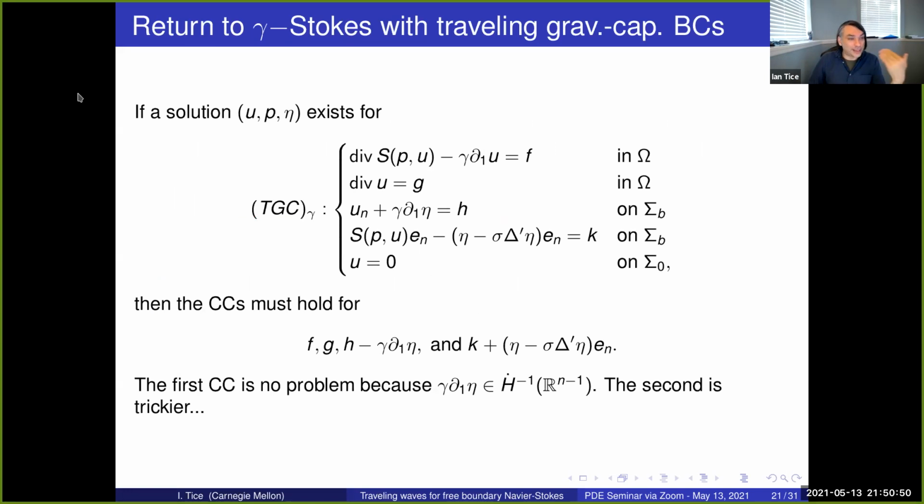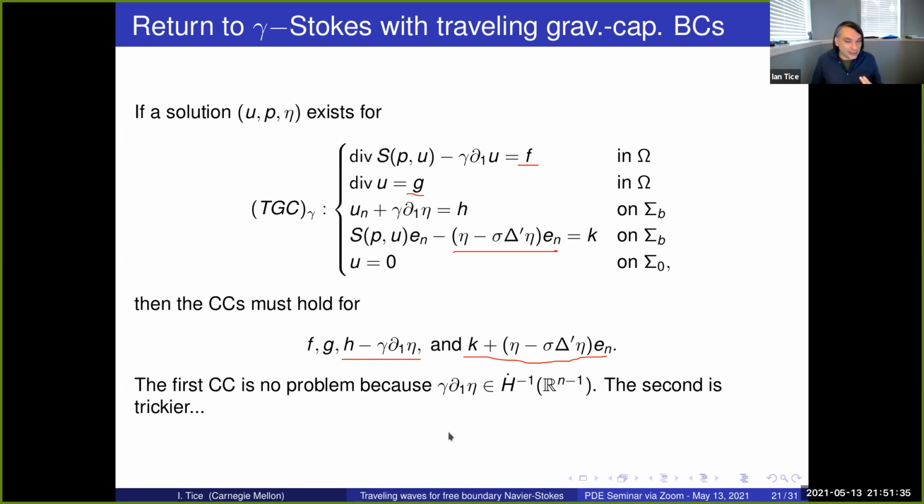The reason is that we can now return to our original problem, the TGC gamma problem, where we have returned the function eta. What we know is that if I have a solution to this problem, then I can view eta as part of the data. So I can move this term onto the right, and I can move this term onto the right, and then I have necessary and sufficient conditions in terms of the data plus eta in order to solve the resulting problem. So our compatibility conditions must be satisfied by F, G, H minus gamma times the first derivative of eta, and K plus this gravity capillary operator hitting the free surface function eta.